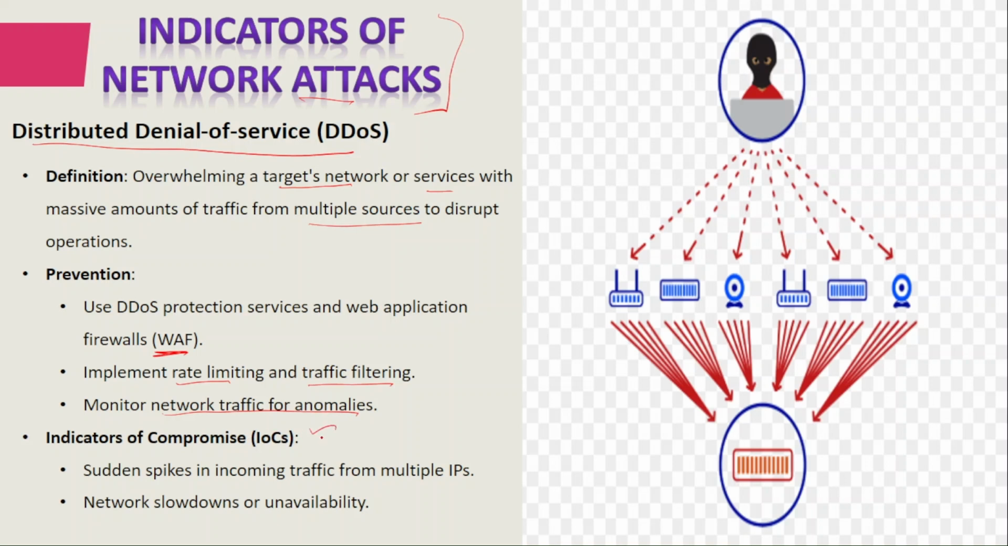Indicators of compromise include sudden spikes in incoming traffic from multiple IPs and network slowdowns or unavailability.